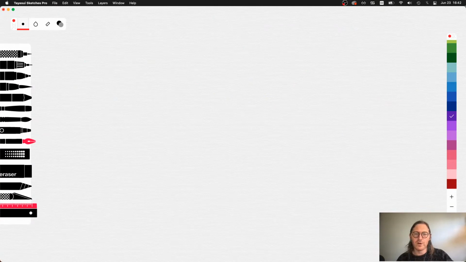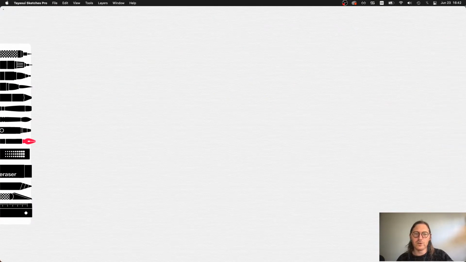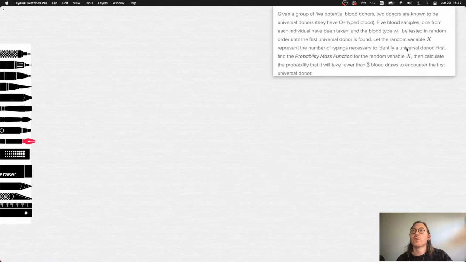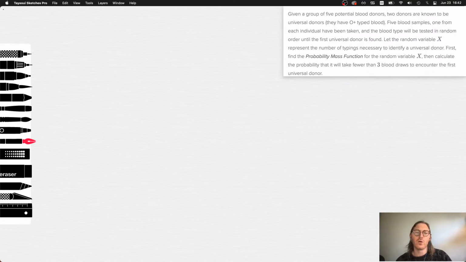So given a group of 5 potential blood donors, 2 donors are known to be universal donors. They have O plus type blood. 5 blood samples, 1 from each individual, have been taken, and the blood type will be tested in random order until the first universal donor is found. Let the random variable x represent the number of typings necessary to identify a universal donor. First, find the PMF for the random variable x, then calculate the probability that it will take fewer than 3 blood draws to encounter the first universal donor. Okay.